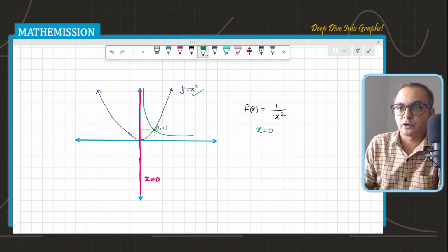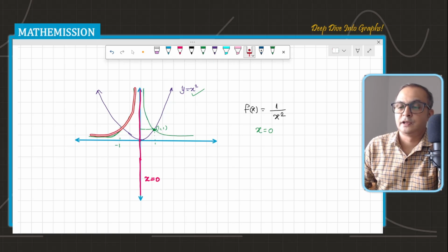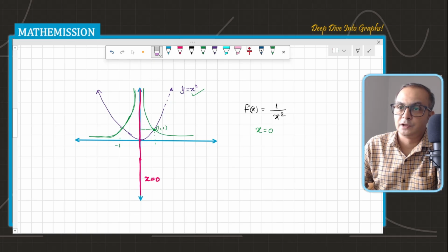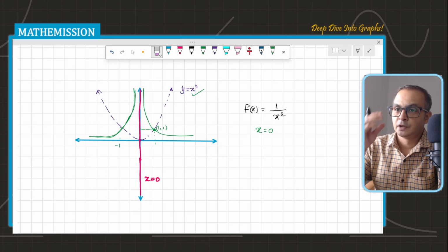Similarly, this branch we can also draw at (-1, 1), and this is also symmetrical, you can see, and this is the graph of y is equal to 1 by x square. So this green graph, what you can see here and here, is the graph, and this graph y is equal to x square we have drawn just for the sake of our help. All right, so in this way we have drawn the graph of 1 by x square.